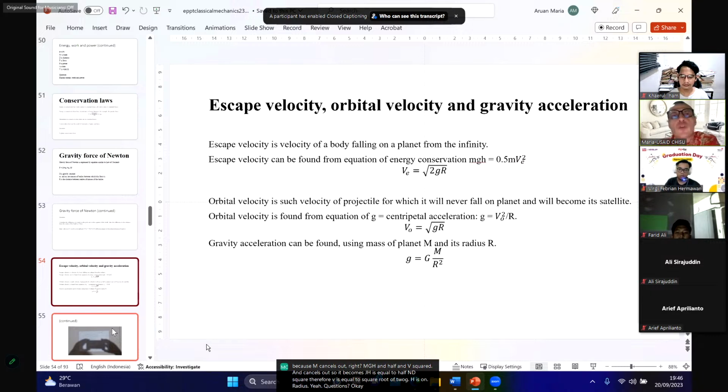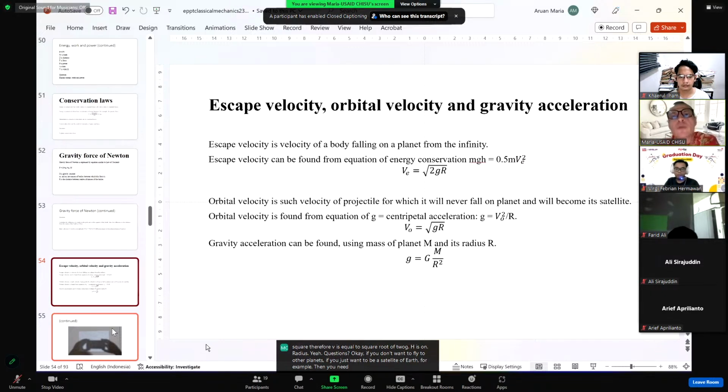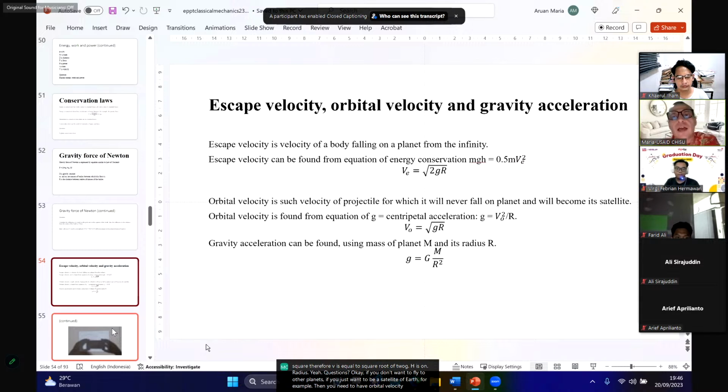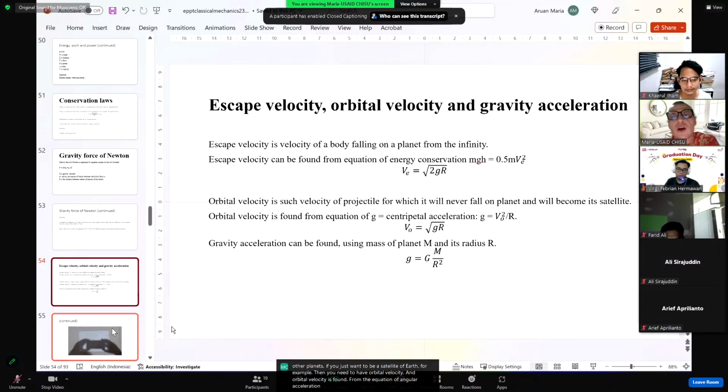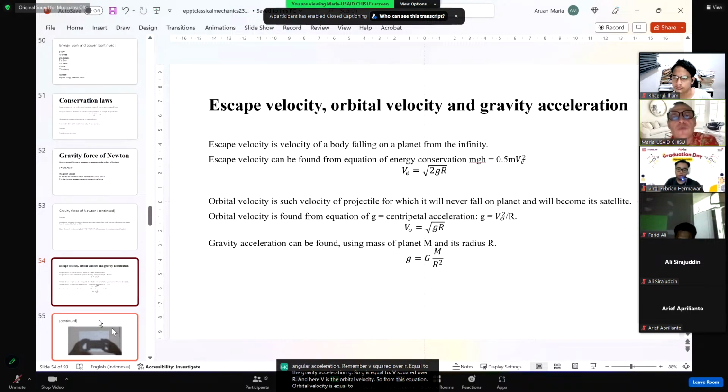Okay. If you don't want to fly to other planets, if you just want to be a satellite of Earth, for example, then you need to have orbital velocity. And orbital velocity is found from the equation of centripetal acceleration. Remember, v squared over r is equal to the gravity acceleration g. So g is equal to v squared over r, and here v is the orbital velocity. So from this equation, orbital velocity is equal to the square root of g times r.